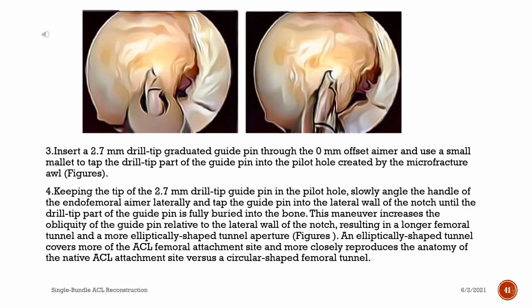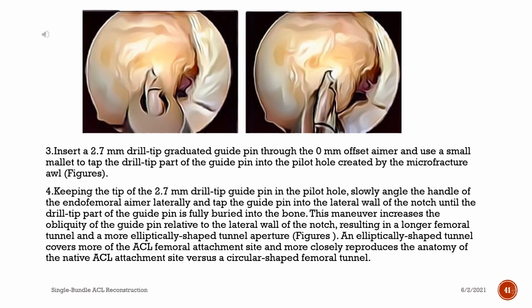Drill the femoral tunnel. Insert a 2.7 mm drill tip graduated guide pin through the 0 mm offset reamer and use a small mallet to tap the drill tip part of the guide pin into the pilot hole created by the microfracture awl. Figures.